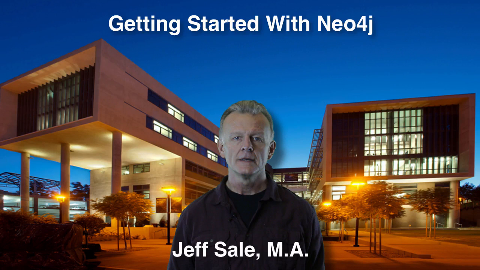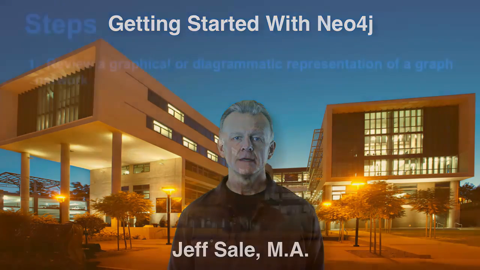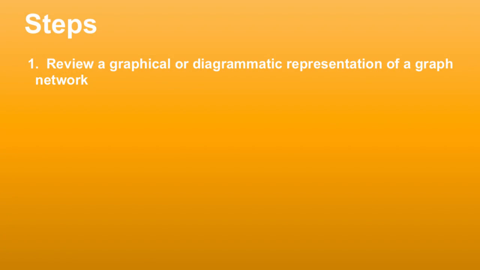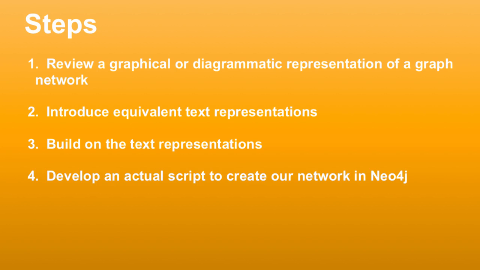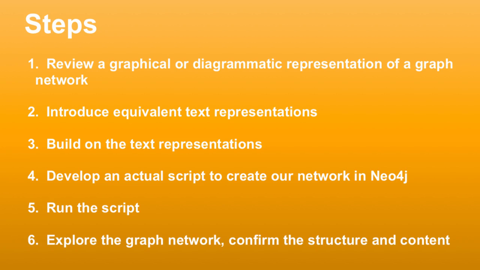Next, we're going to get started with Neo4j by creating our first graph network. To do this, first we will review a graphical or a diagrammatic representation of a graph network. Then we'll introduce you to an equivalent text representation of that network. Then we will build on those text representations in the form of pseudocode, with the ultimate goal being to develop an actual script to create our network in Neo4j. Then we'll go ahead and run the script to create the network, and we'll explore it and confirm its structure and content.